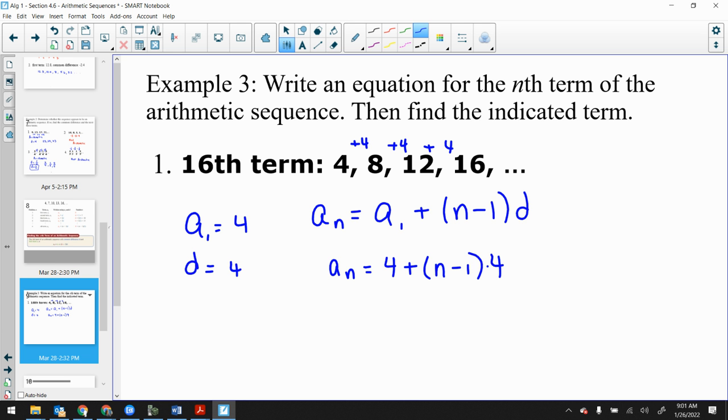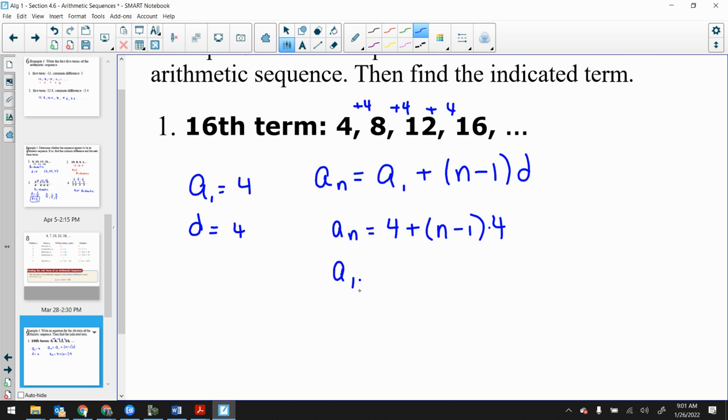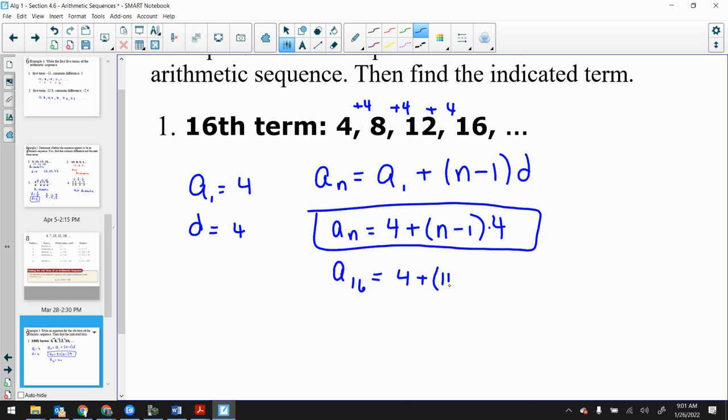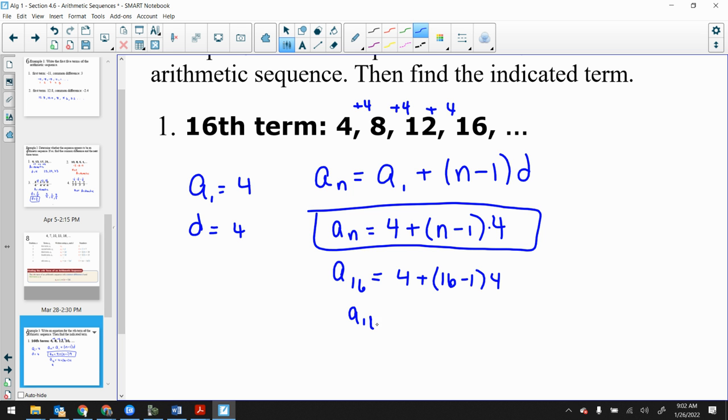So with this, I could find the millionth term in this sequence. I could find the 700th term in this sequence. Or if I really wanted to, I could just find the 16th term in this sequence. So a sub 16, this is how we would write it. That's my equation, right? That's half my answer. A sub 16, which is the 16th term, is 4 plus 16 minus 1 times 4. So 4 plus 15 times 4 is 64. So a sub 16 is 64.